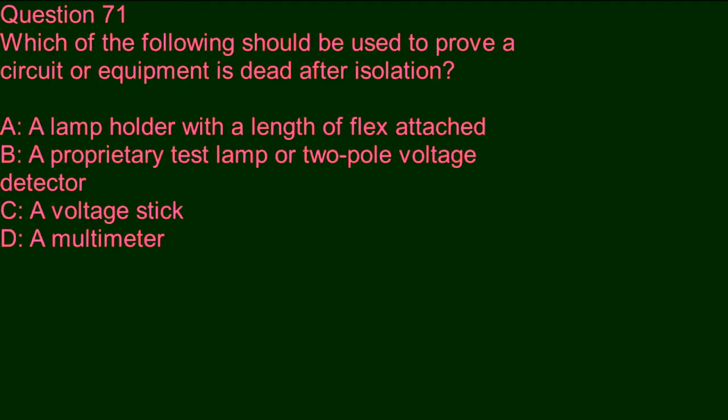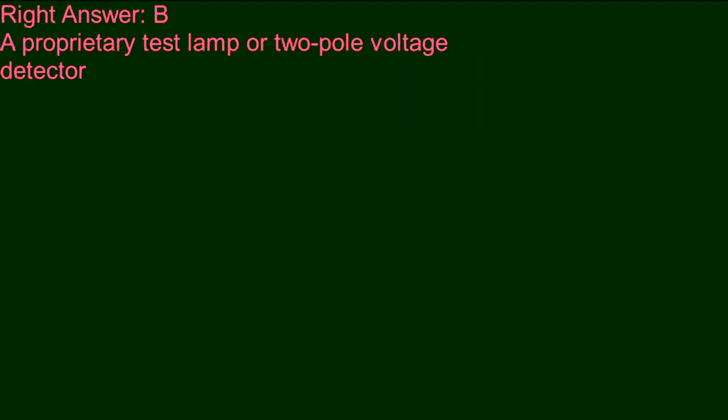Question 71. Which of the following should be used to prove a circuit or equipment is dead after isolation? A. A lamp holder with a length of flex attached. B. A proprietary test lamp or two-pole voltage detector. C. A voltage stick. D. A multimeter. Right answer, B. A proprietary test lamp or two-pole voltage detector.